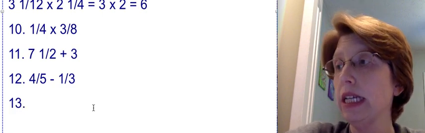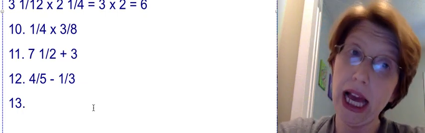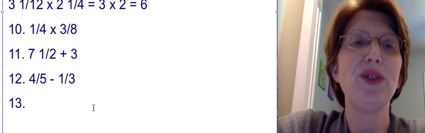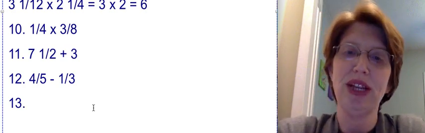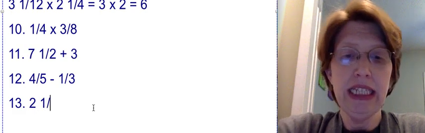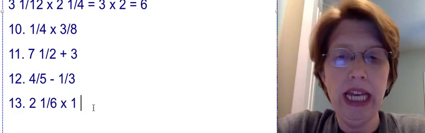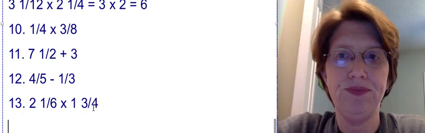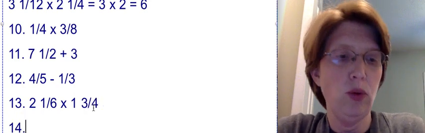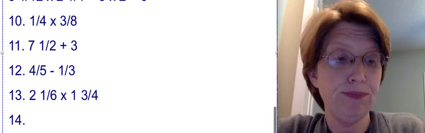2 and 1/6, this is an easy one. 2 and 1/6 multiplied by 1 and 3/4. Here we go. Let's just write the fractions out. 2 and 1/6 multiplied by 1 and 3/4. Simple, right? They used the word multiply to help me.